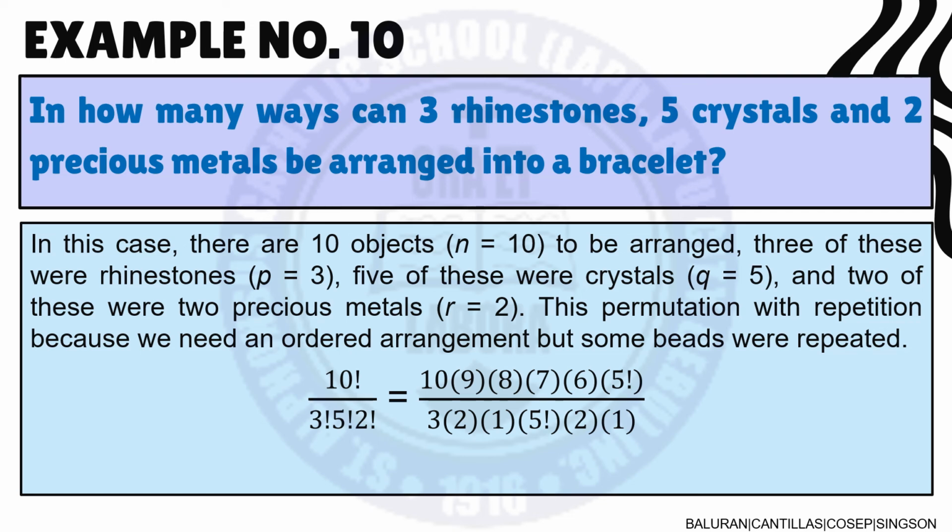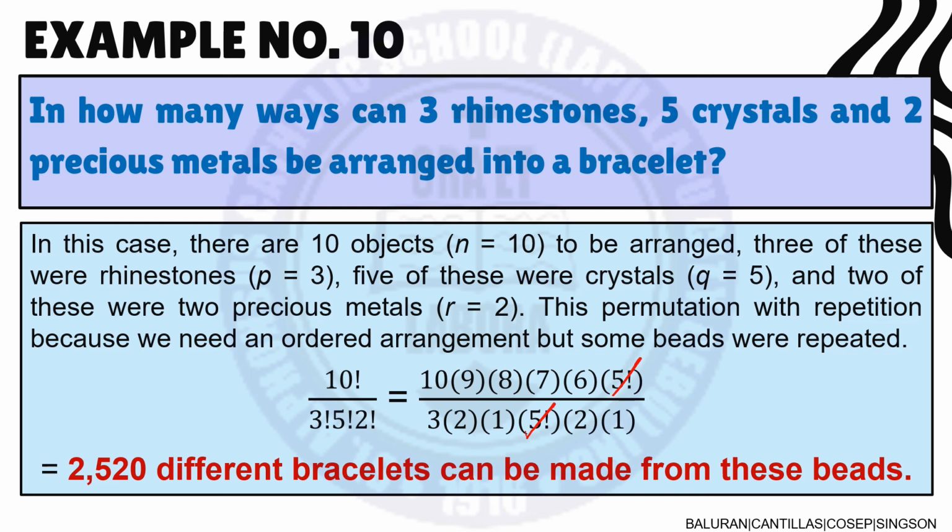Then rewrite 10 factorial as 10 times 9 times 8 times 7 times 6 times 5 factorial. We end with 5 factorial since in our denominator, the highest number we have is 5 factorial. So cancel out 5 factorial. Then for 3 factorial, rewrite it as 3 times 2 times 1. Then for 2 factorial, we write it as 2 times 1. Then simplify. Therefore, we have a total of 2,520 different bracelets that can be made from these beads.